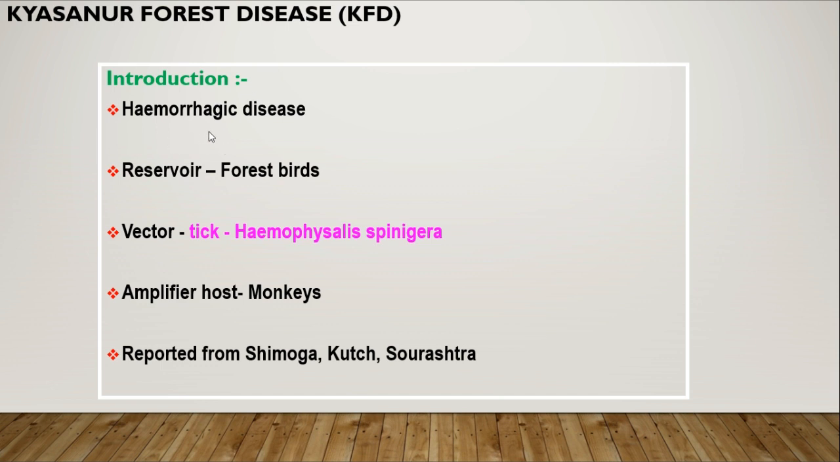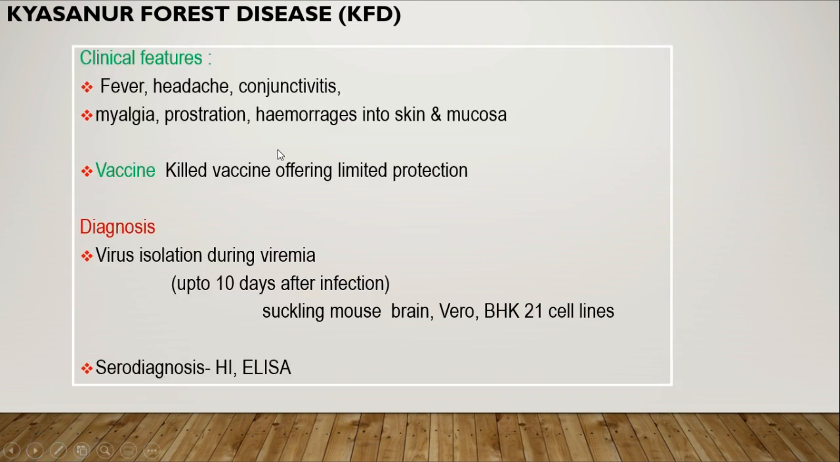So it can cause severe hemorrhagic disease, and the vectors are usually hard ticks, and the reservoirs are forest birds. And the hosts are usually monkeys, rodents, and squirrels, including human beings. So it can be transmitted to the human body also. People who are living in close proximity to these forest areas are at high risk of getting Kyasanur forest disease. Monkeys act as amplifier hosts, and it is reported from Shimoga, Kutch, and even Saurashtra. Right, so that's a specialty of Kyasanur forest disease.